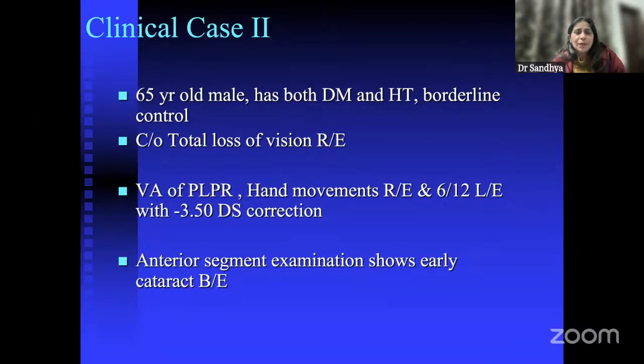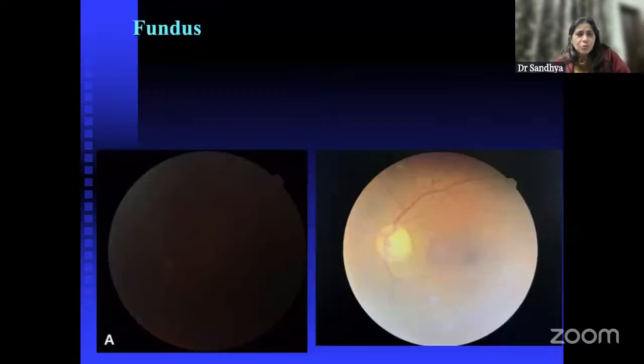And then we have another case scenario where a 65-year-old male having both diabetes and hypertension with borderline control comes with diminution of vision in one eye. He has low vision in the right eye, whereas the other eye's vision is fairly good with minus 3.5 correction. Anterior segment shows early cataract in both eyes. So the moment you do a dilated fundus examination, you see this kind of picture where one eye has a total vitreous hemorrhage, maybe a fresh vitreous hemorrhage, and you cannot see any details.